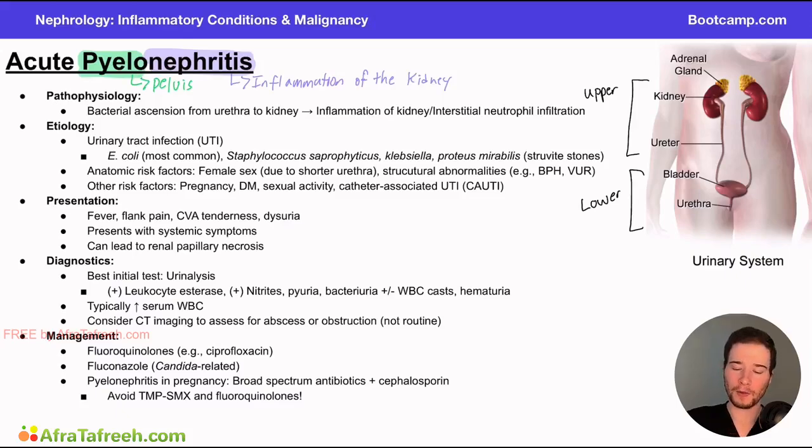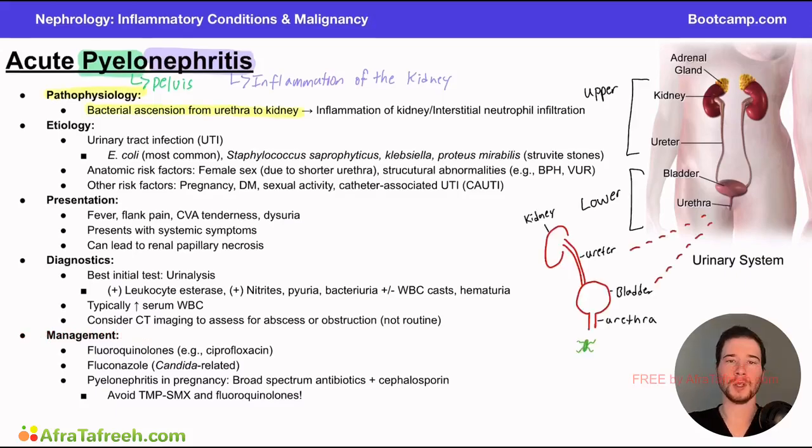So when we talk about the pathophysiology here, it starts fairly similar to what we saw in cystitis. Bacteria makes its way in through the urethra, then it can get into the bladder itself and colonize there, but it can continue making its way up the ureter, ultimately getting into the kidney. Because of this, we can see inflammation of the kidney along with interstitial neutrophil infiltration. That is in part due to the fact that white blood cells will come to the infected area, which is in the kidney in this instance.